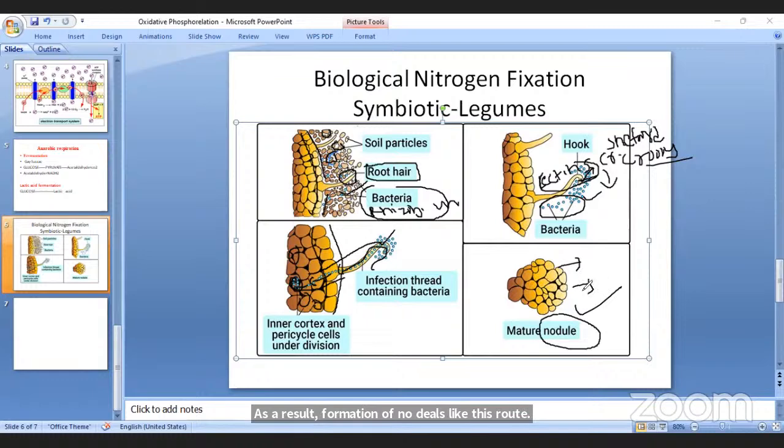In these root nodules, Rhizobium bacteria are present. This is the infection thread. Inside the infection thread, let me change the color.